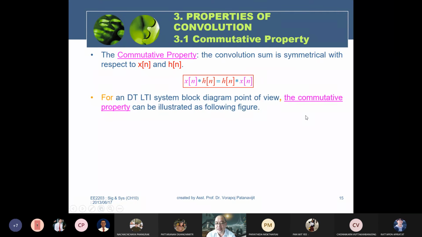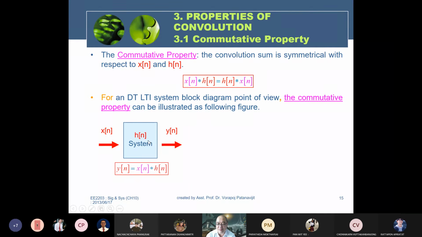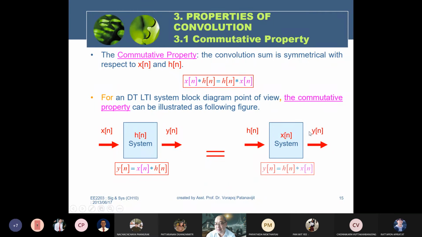For a DT-LTI system from the block diagram point of view, the commutative property can be illustrated as in the following figure. In the block diagram, if x[n] is the input and h[n] is the system, the output equals the convolution between the input and the system itself. From the mathematics point of view, it seems you can swap the location of the input and the system. But in the real world, you cannot.